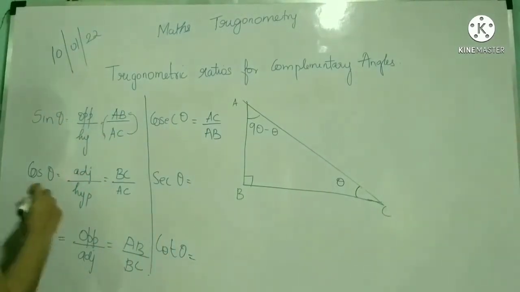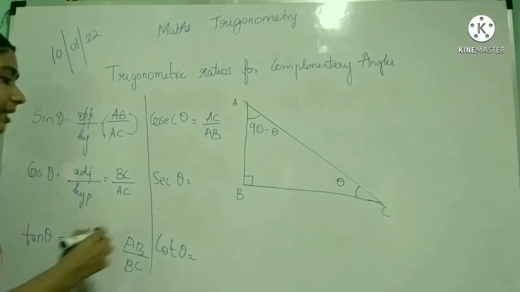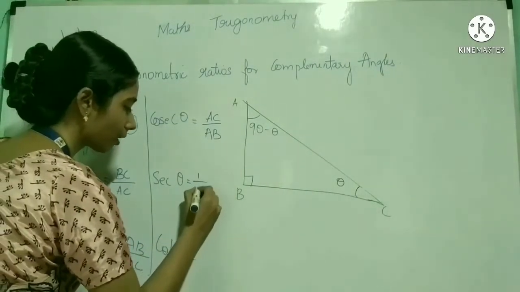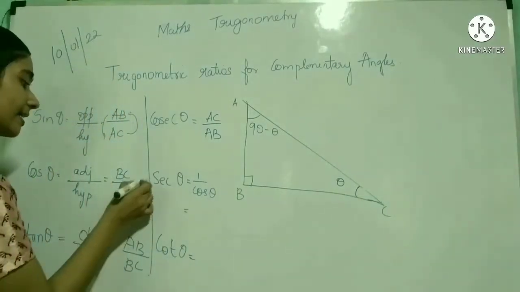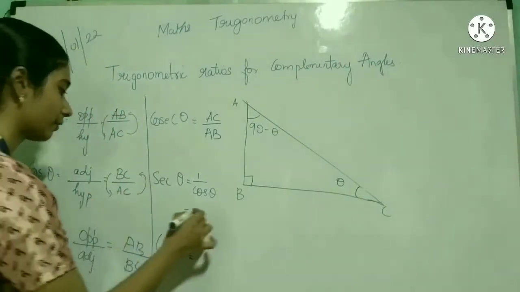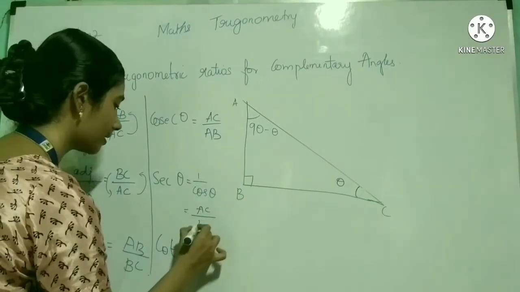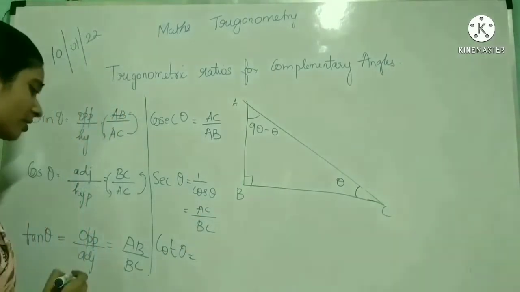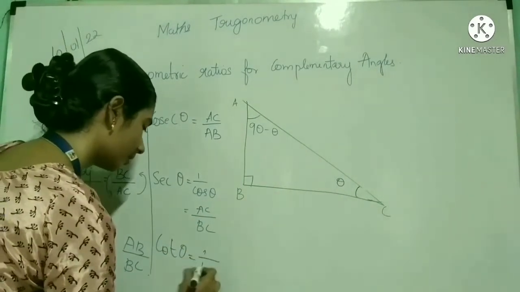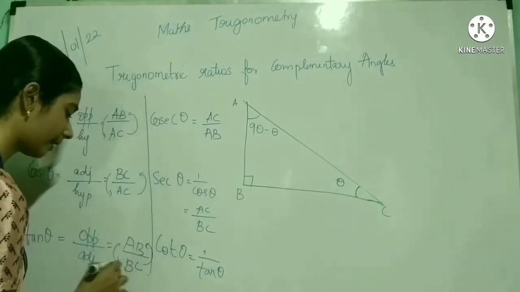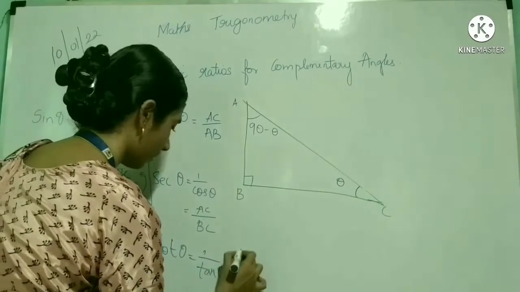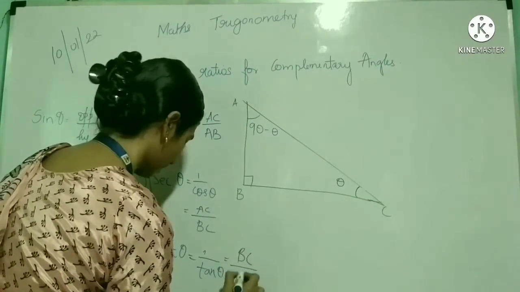Okay? Next, what is secant theta? Secant theta is equal to 1 by cos theta. So what does 1 by cos theta become? AC goes up and BC comes down. So AC by BC. What is cot theta? 1 by tan theta. So BC goes up and AB comes down, so it is equal to BC by AB.